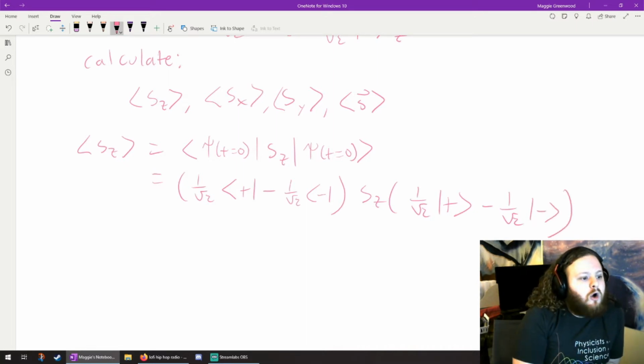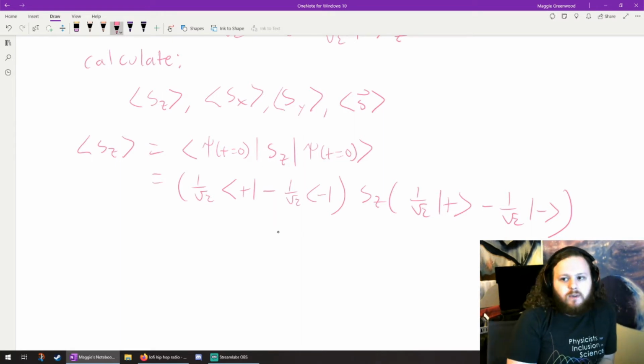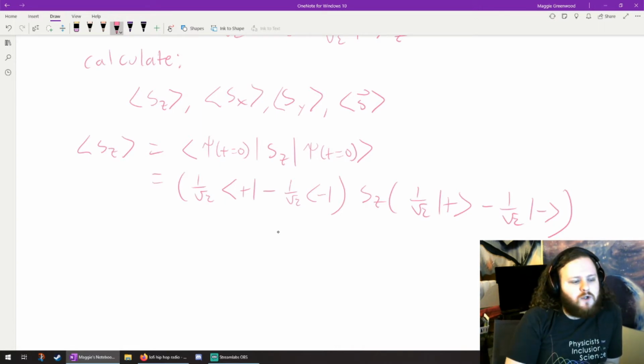And because these are all in the Z basis, I've dropped my Z subscripts from before. If you see a ket without a subscript, you know it's the Z basis. For spin half systems, you know it's the Z basis, and that's totally fine to drop those subscripts. It's just convention to not have them there, because if you write Z enough extra times, it's going to become cumbersome.